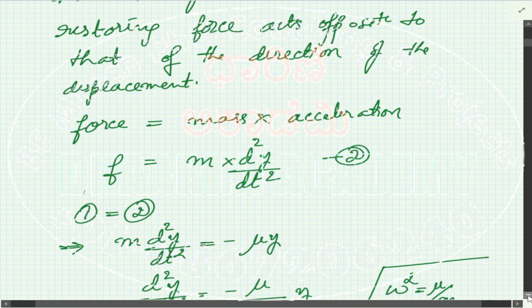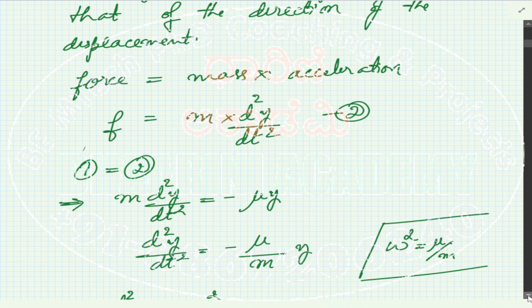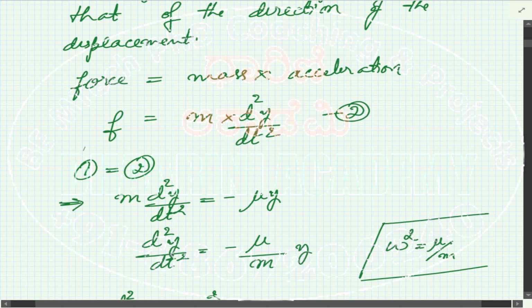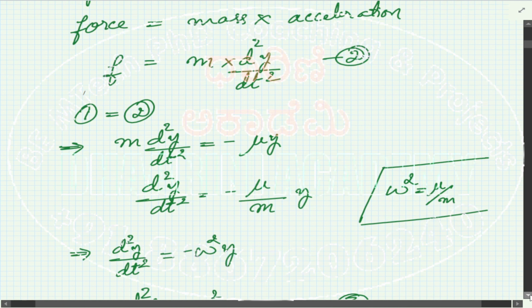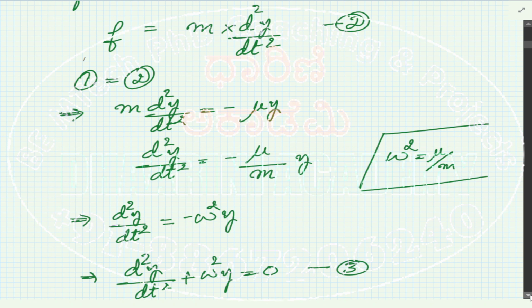Now first we write the force required. Force is equal to mass into acceleration. Acceleration can be directly obtained by differentiating the displacement twice. So if y is the displacement, d square y by dt square will be the acceleration. So F is equal to m into d square y by dt square is the required term. But we know that both the forces have to be the same because both forces are acting on the same body. So on the left hand side we write m d square y by dt square, and on the right hand side we write equal to minus mu into y.